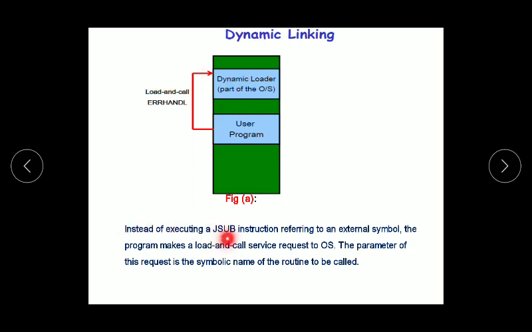Instead of executing a jump to subroutine instruction referring to an external symbol, the program makes a load and call service request to the OS. The parameter for this request is the symbolic name of the routine to be called. So the parameter for this load and call is error handler.